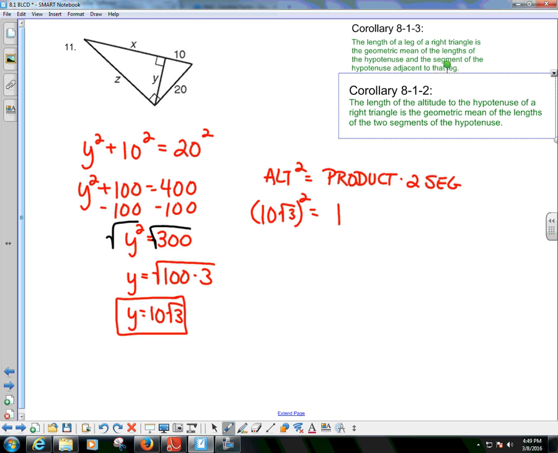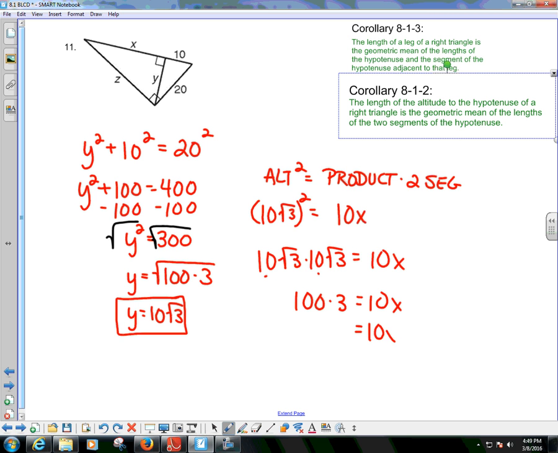So this is 10x. 10 times the square root of 3 squared, well, that's 10 times the square root of 3 times 10 times the square root of 3. 10 times 10 is 100. The square root of 3 times the square root of 3 is 3. So 10x equals 300. I'm going to divide both sides by 10. So x is 30.